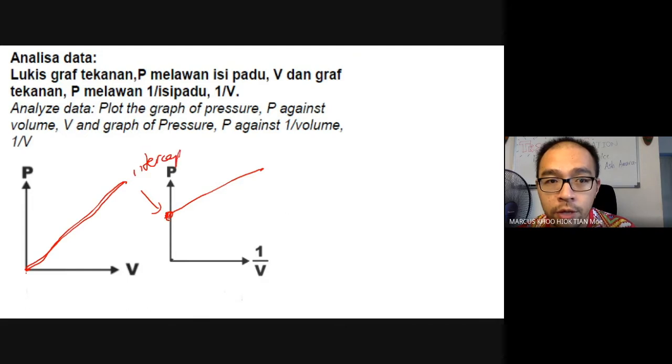Now, if you get a graph that has an intercept, we call this relationship increasing linearly.